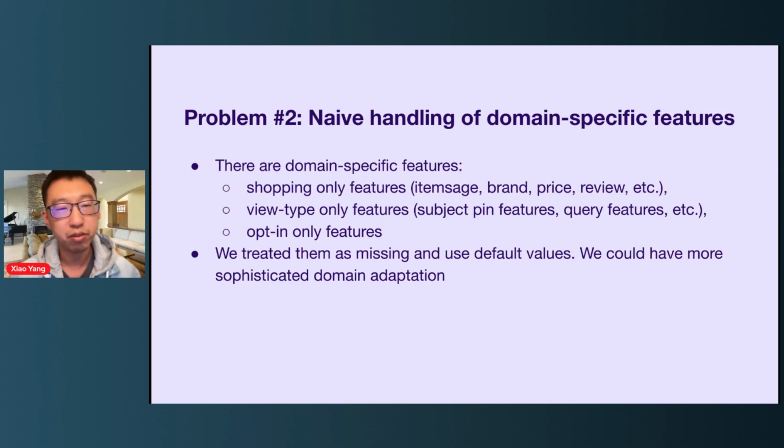The second problem is that we have very naive handling of domain-specific features. There are certain domain-specific features, like shopping-only features, video-only features, and opt-in, opt-out user-only features. Whenever we have such a missing feature issue, we treat them as missing and use some default values. That means we could have a more sophisticated way to tackle this domain adaptation problem.